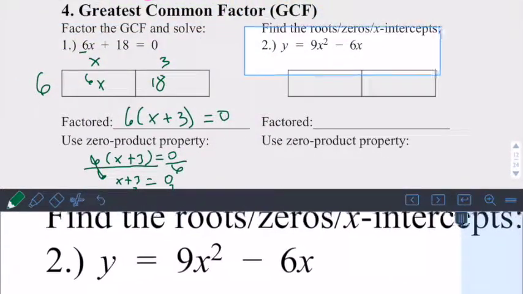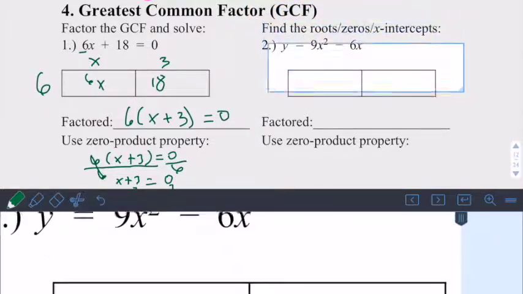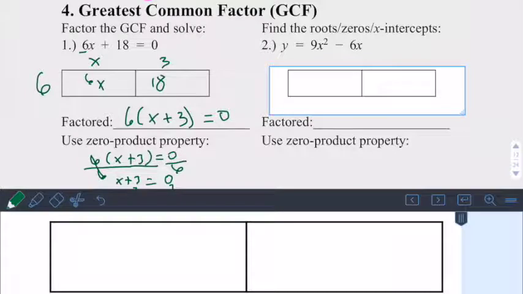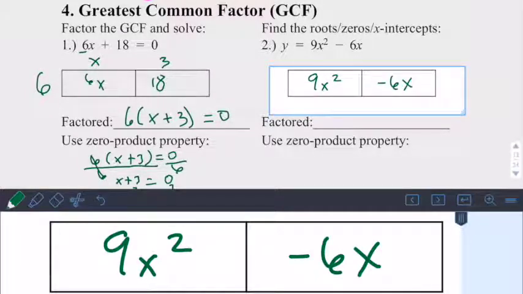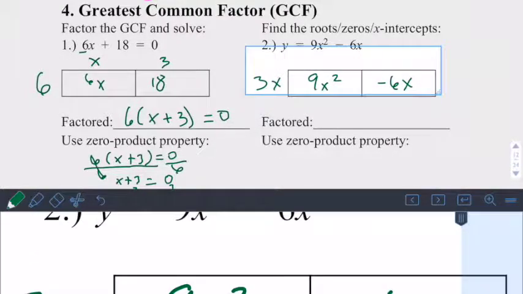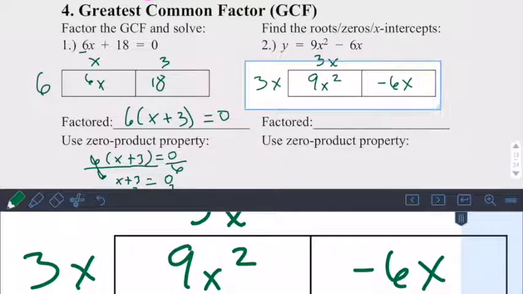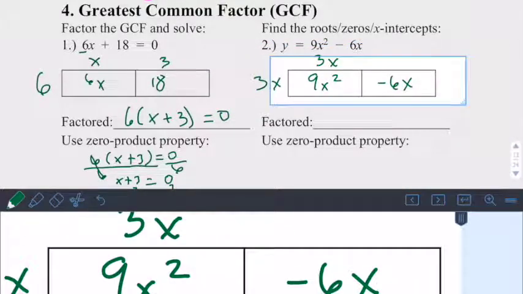But this one is, if we want to find the roots, zeros, x-intercepts, solutions, whatever, I'm going to factor the GCF. So I've got 9x squared minus 6x. Well, I can divide 3 out of both of those. I also can divide an x out of both of those. Okay, that's my GCF. So what I get is 3x times 3x, and let's see, 3 times 3 is 9. x times x is x squared, so that works.